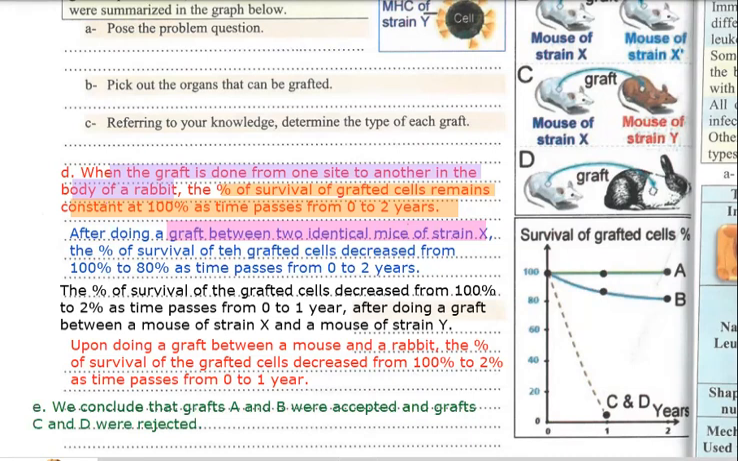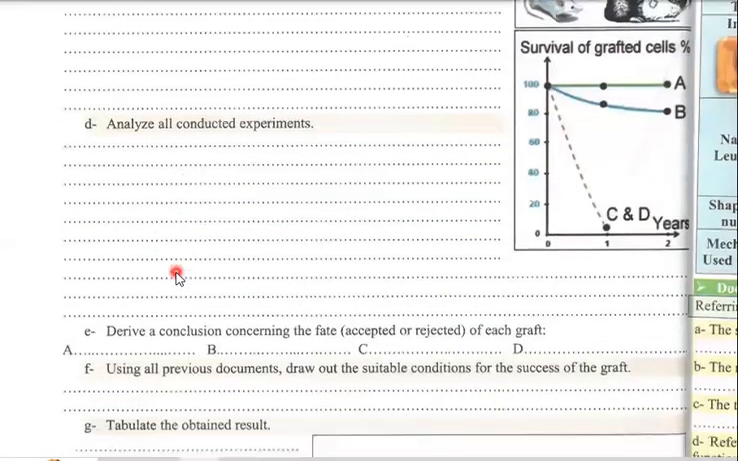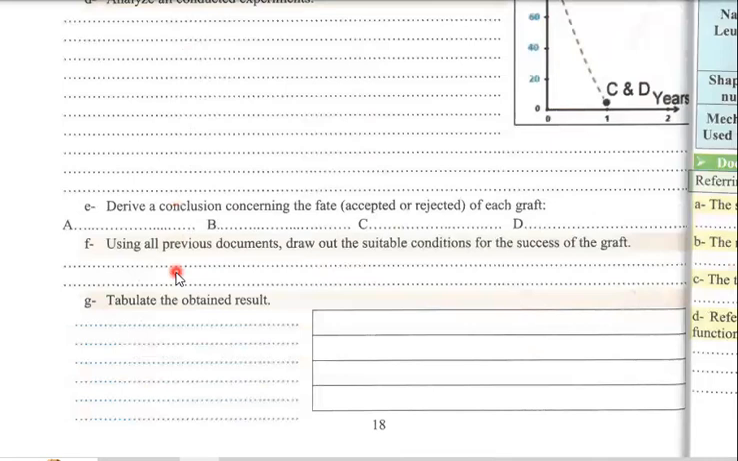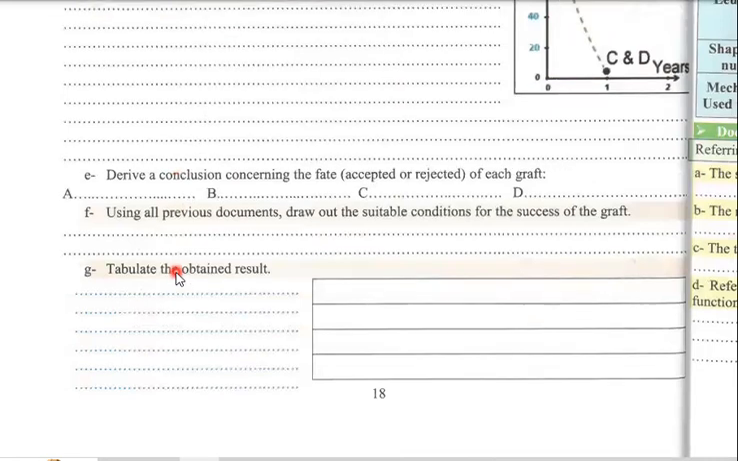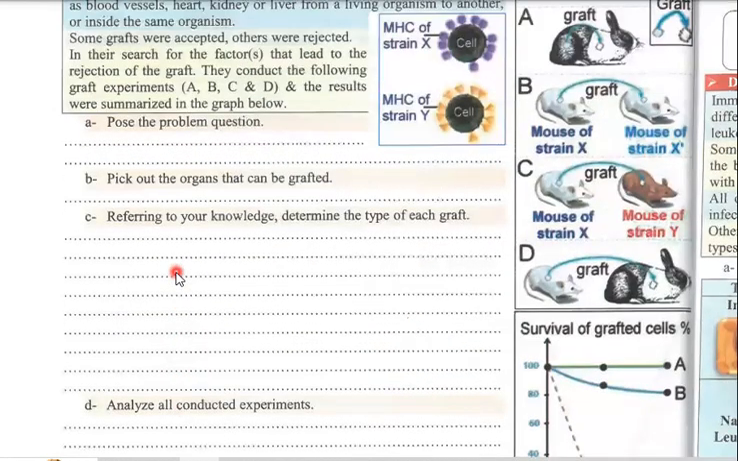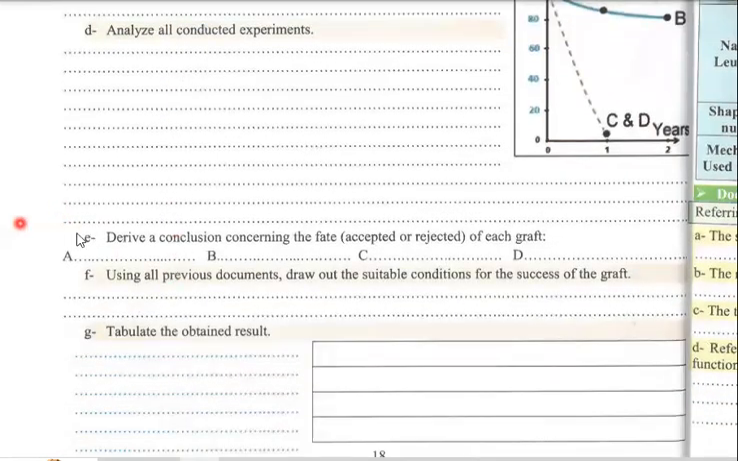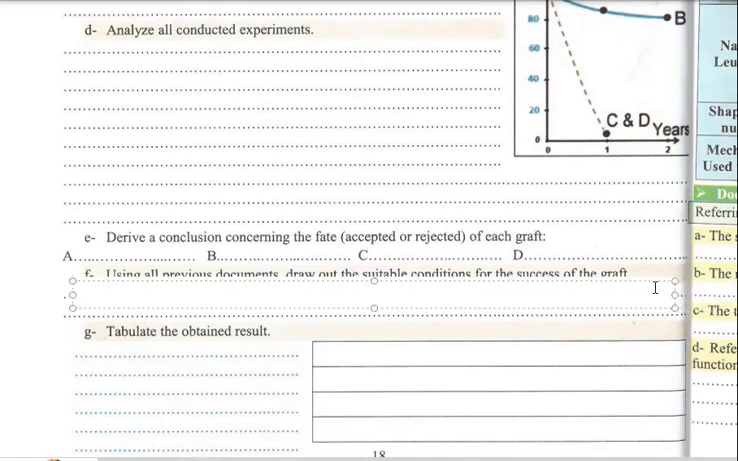Let's move to the next question. Draw out the suitable conditions for the success of the graft. When does a graft succeed? What does it depend on? In our case, and in all cases, it depends on how similar the HLA molecules, or MHC, are. If they are similar, this is self, so accepted. If they are different, then rejected.